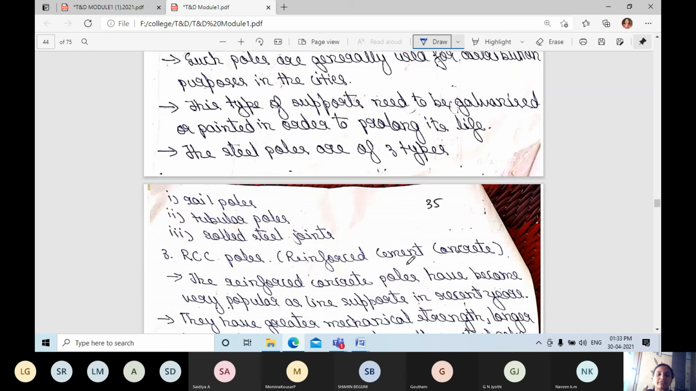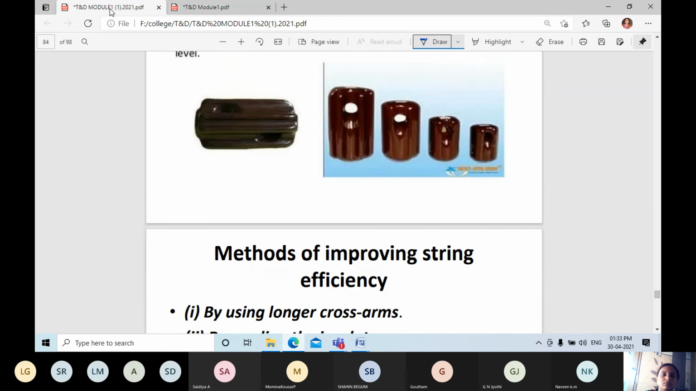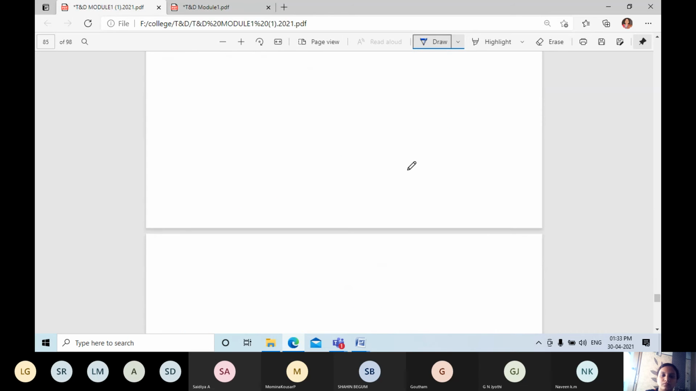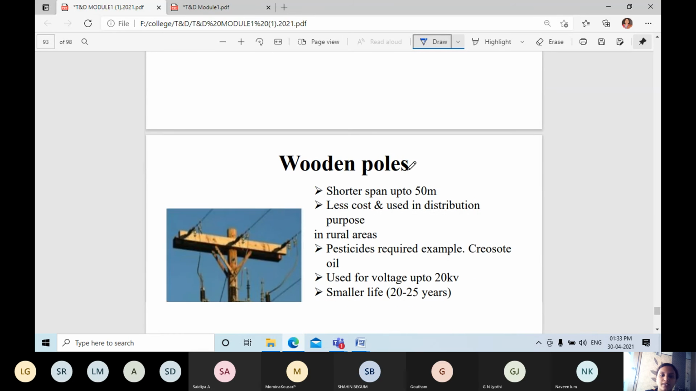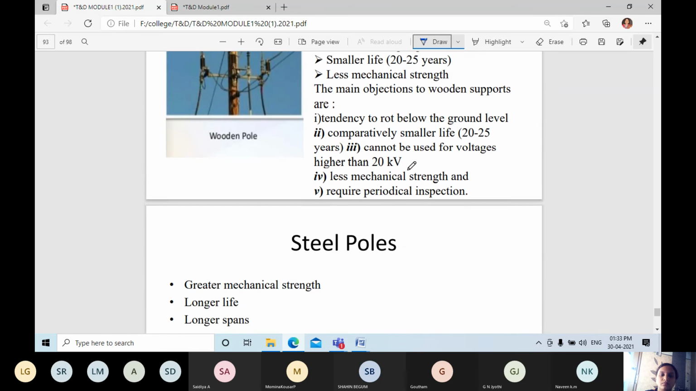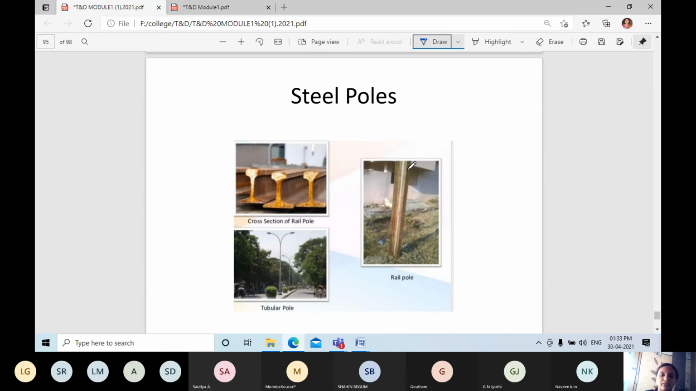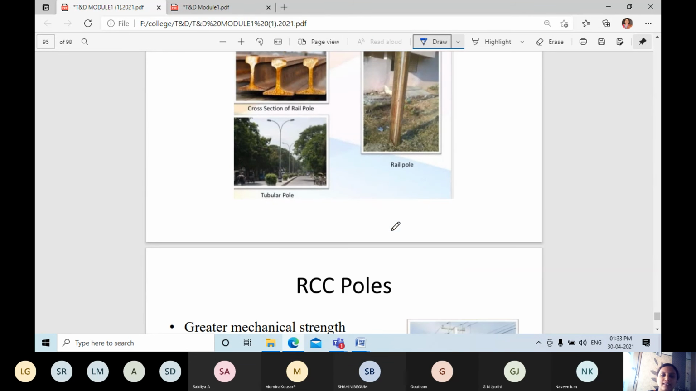You have observed rail poles, tubular poles, rolled steel joists. One second, I'll show. This is a wooden pole, and these are steel poles. These are the tubular pole, and this is a rail pole. You can observe everything.